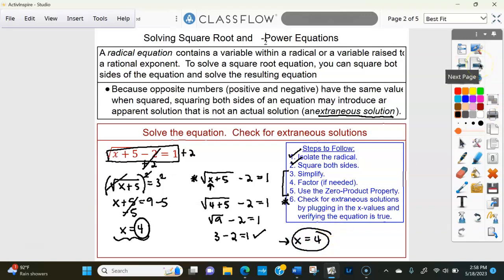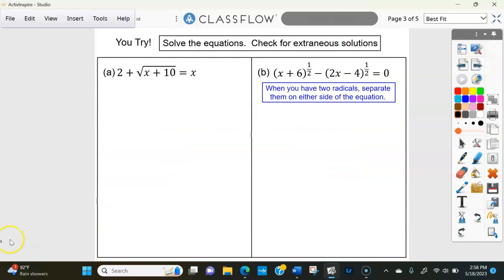Let's look at some other examples. Here we have 2 plus the square root of x plus 10 equals x. Just like in the previous question, the first step should always be to isolate your radical. So because this 2 is positive, I'm going to subtract it. So now we have the square root of x plus 10 equals x minus 2.